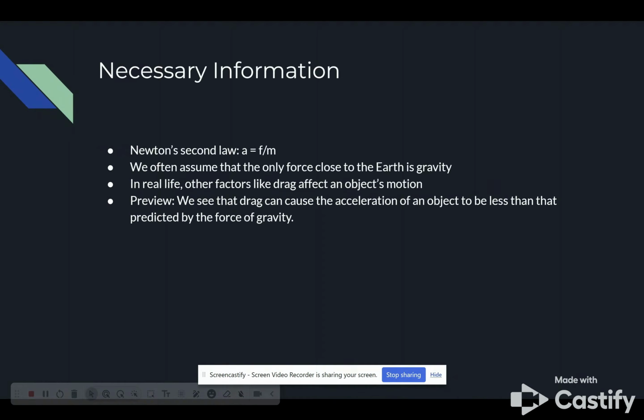First of all, there's some necessary information to be able to understand this lab. Newton's second law: a equals net force over mass. We often assume that the only force close to the surface of the Earth is gravity. However, there are external forces such as drag, which we'll be focusing on here. As a preview, we're going to see that drag can cause the acceleration of an object to be less than that predicted by the force of gravity.